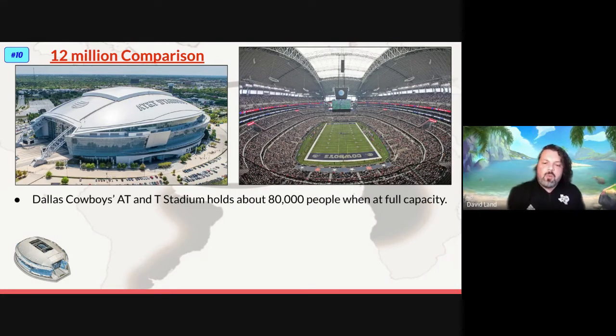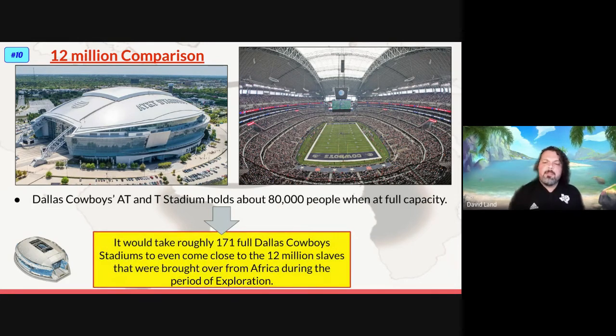How many is 12 million? When I say 12 million enslaved Africans were brought to the New World over the years through the triangle, well, if we did some math, which I sat down and did, it would take about 171 full Cowboy stadiums to even start to scratch the surface of what 12 million would look like. 171 of those massive stadiums full to the max. That is a tremendous amount of people that were snatched and taken against their will. That's horrible. Just completely horrible.